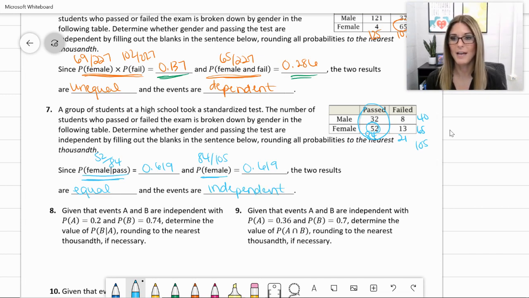Before we move on, I do want to add to this video that I feel like this scenario for these problems is really inappropriate. I don't think passing and failing is independent or dependent on whether you are male or female. So this does bother me a lot. I have trouble with this lesson on Delta Math, and I think they need to change the scenario because there's no reason why male and female should be dependent on whether you pass or fail or vice versa.